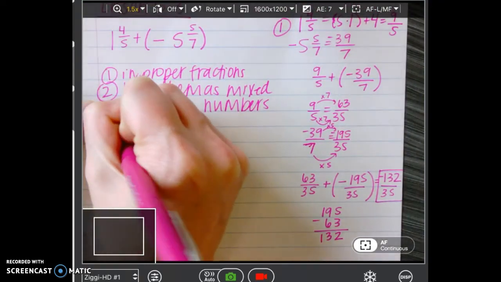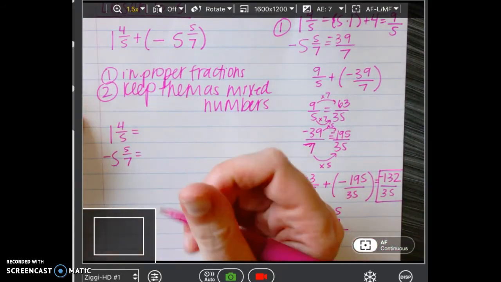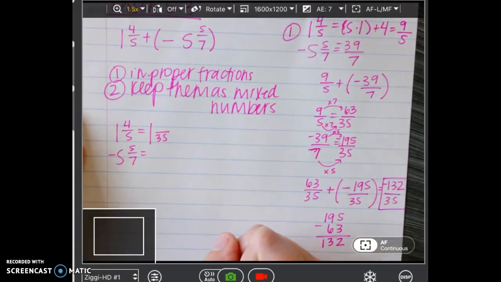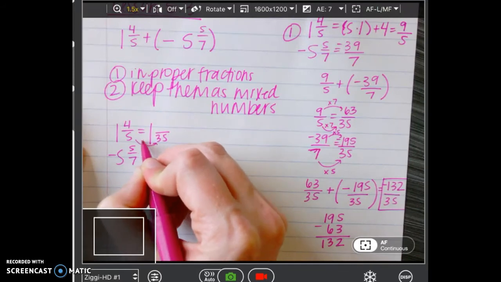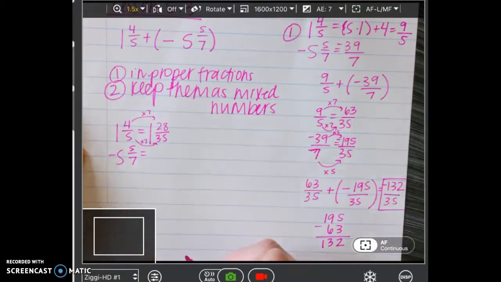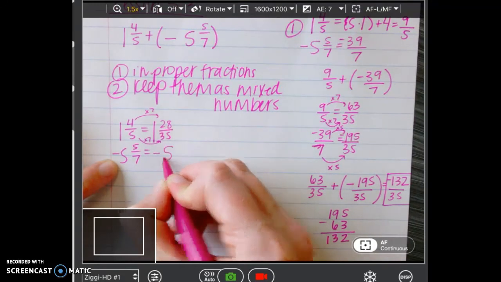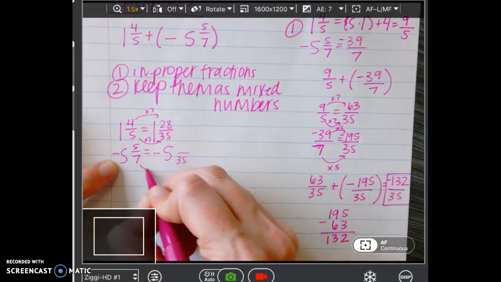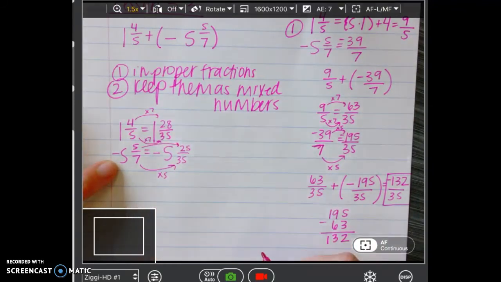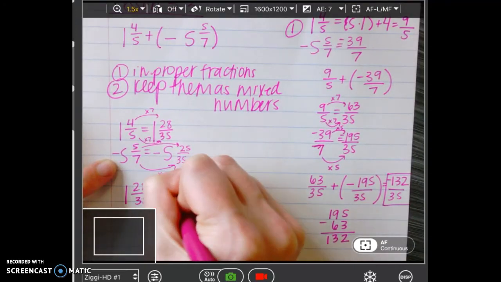So again, I already found a common denominator of 35, so I'm going to use that with my fractions here. So 1 4/5, if I scale 4/5 up to have a denominator of 35, I'm going to multiply by 7. So 4 times 7 is 28. So I have 1 28/35. For -5 and 5/7, sorry, that's the bell, I keep my -5. 7 times 5 gives me 35, so I do the same up top. 5 times 5 will give me 25.